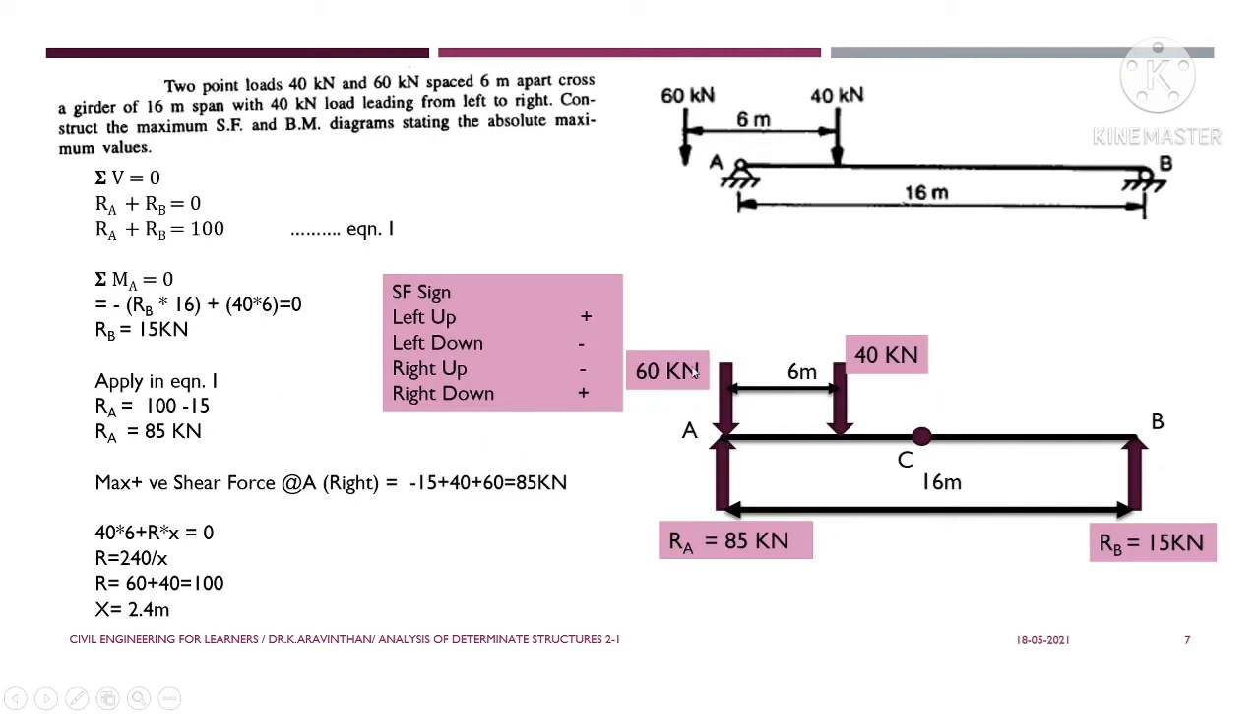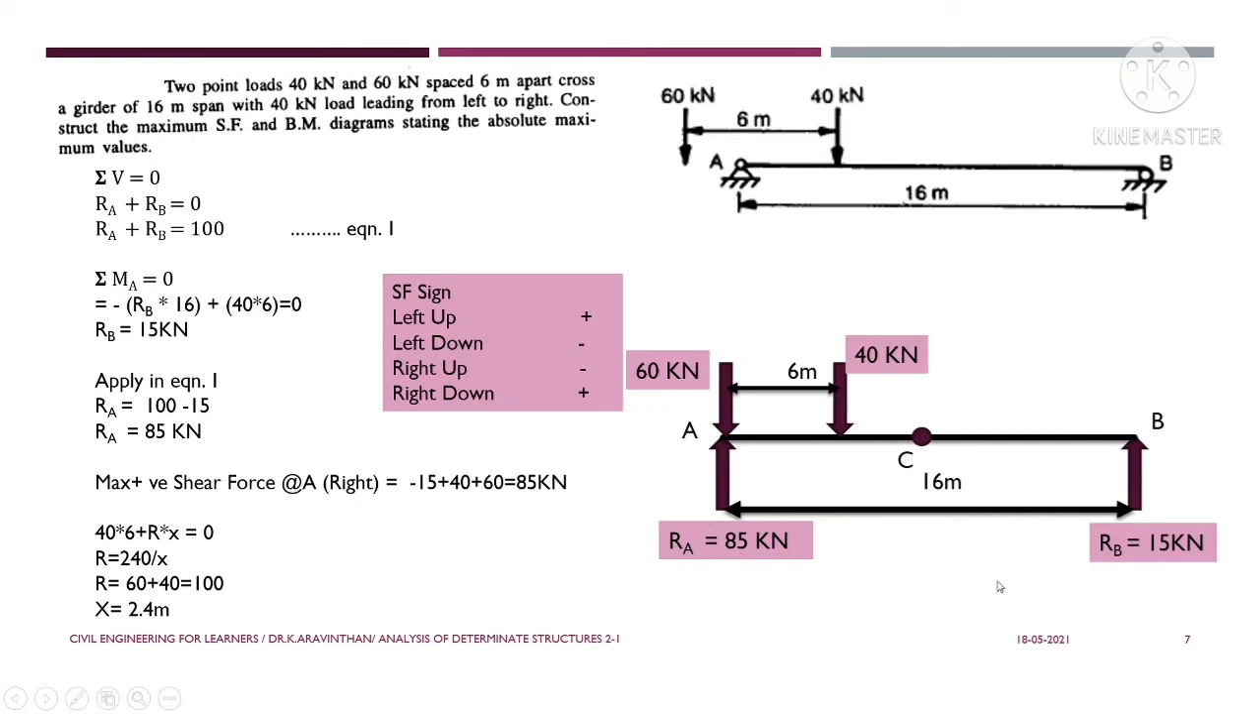I have not taken 60 here. Why? Because 60 is acting at the joint A. This will be the total load, and if you want to find RB, take it outside, and after simplifying this, I will be getting RB equal to 15 kilonewton. And if I substitute RB here, I will be getting RA. So I will be taking RB outside, and 100 minus 15, RA will be 85. So RB is 15, RA is 85.